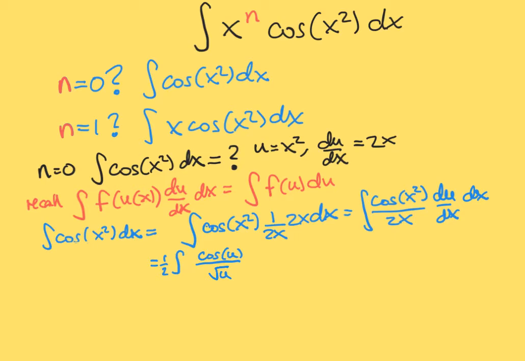And here I'm assuming x is positive. If x is negative, we'd need to be careful with the minus sign. But let's assume for simplicity x is positive. And this is now integrated with respect to u.